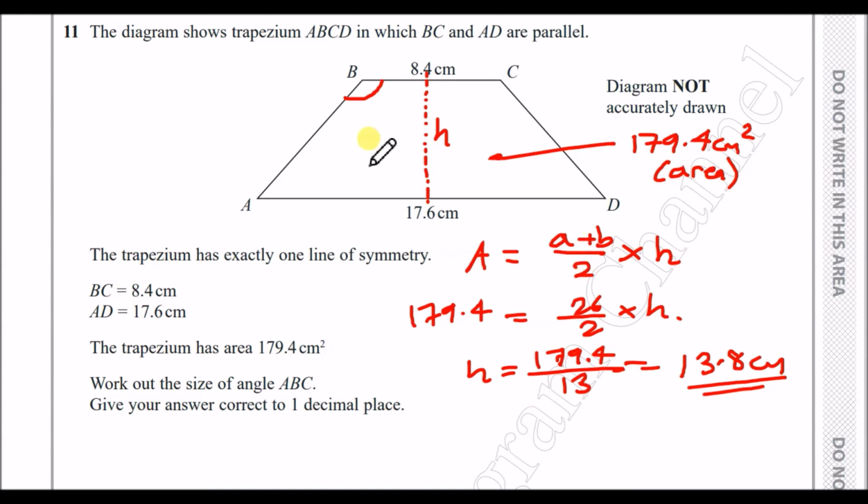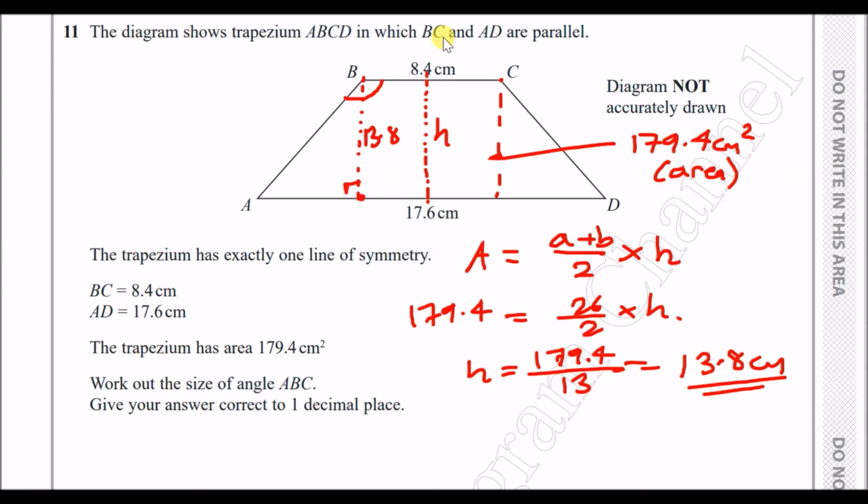Now, let's go back to the question, right? The question wants us to work out angle ABC. So the trick now is to actually think of this one as some sort of triangle problem, yeah? So let's just look at it this way. If I drew a dotted line down here, we know that the vertical height is the same everywhere, right? So this height is also 13.8. The easy thing now is that we pretty much are dealing with, what's it called, a right angle triangle, okay?